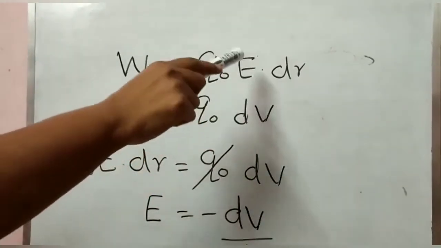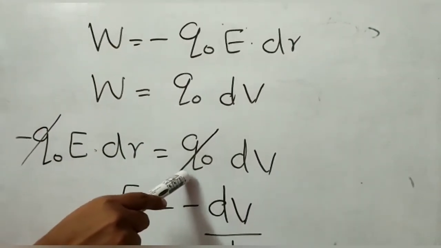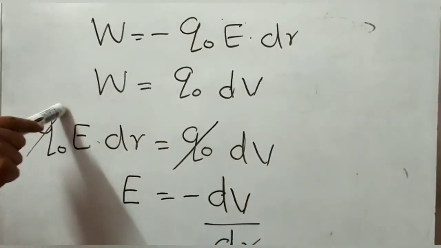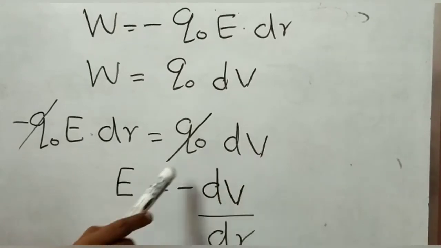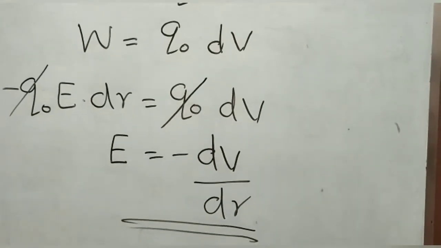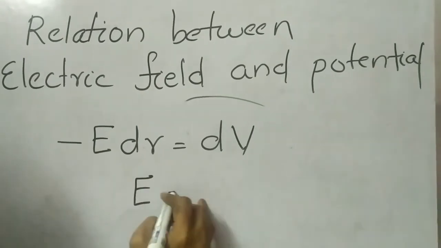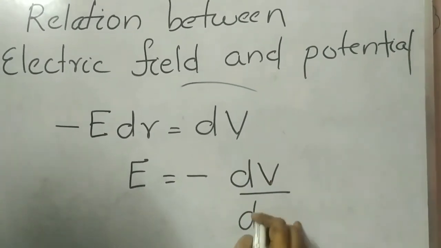Now we can equate these two equations. Minus Q0 E dot dr equal to Q0 dV. We can cancel Q0. Then minus E dot dr equal to dV. Then we can write E is equal to minus dV by dr. From this we can write E is equal to minus dV by dr.